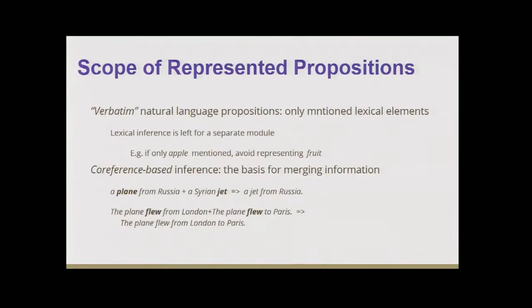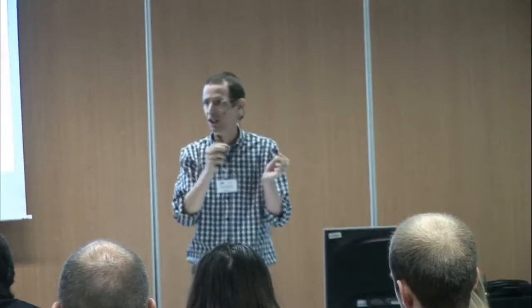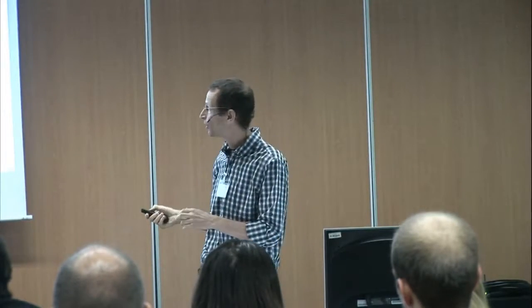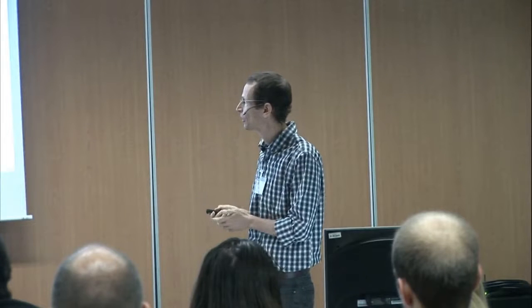Now, we still want to capture more than the concrete propositions expressed in the text. So if one text said, let's say, that the plane landed in Ankara, and another said that it was a Syrian jet, we'd like to be able also to infer that a jet landed in Ankara, right? Because we do want to merge the information. So the kind of inference that will yield new propositions that were not verbatim in any of the original sentences are exactly these co-reference-based information.